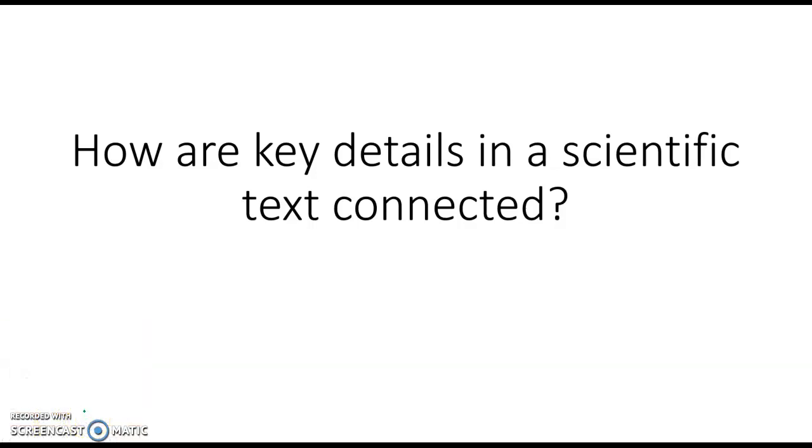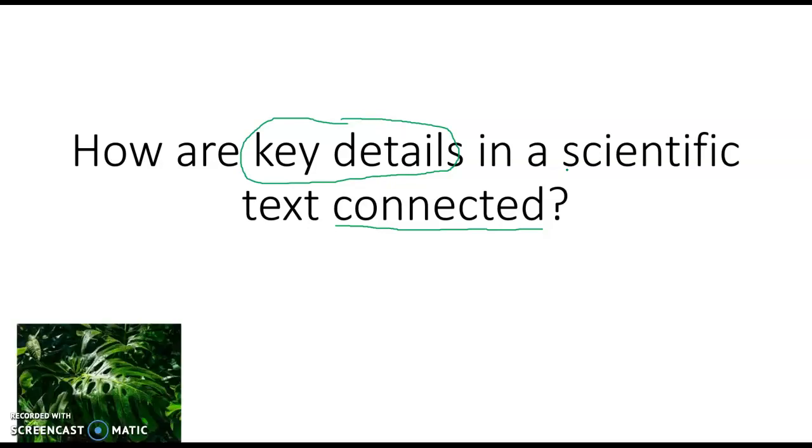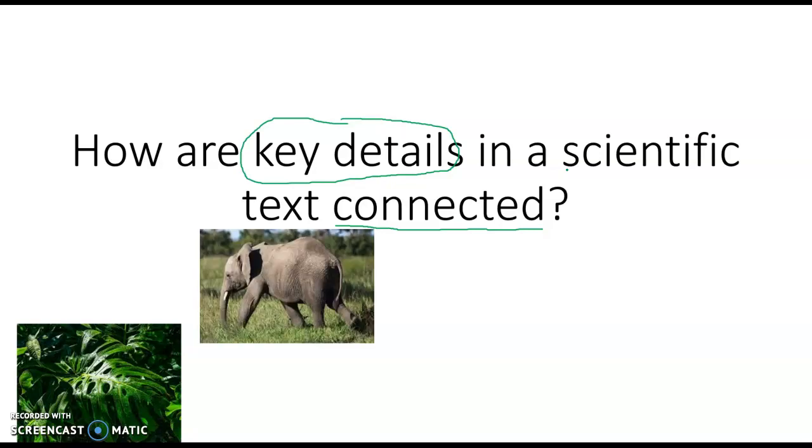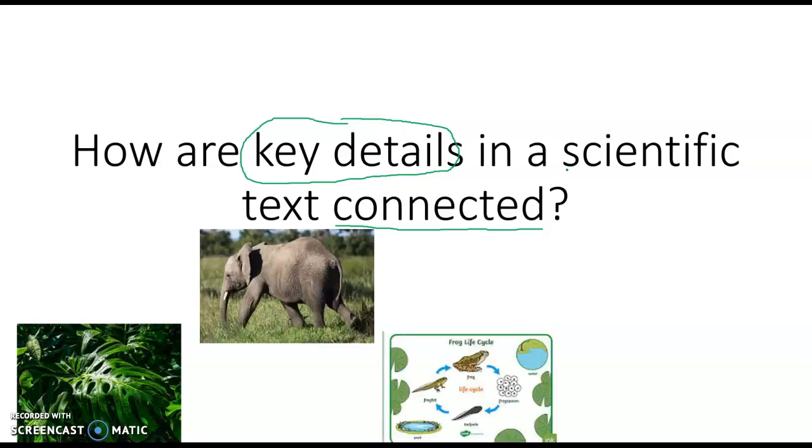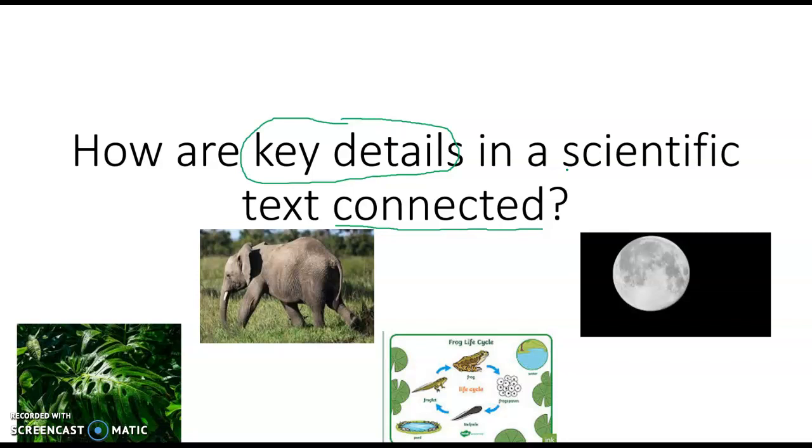Your lesson essential question is, how are key details in a scientific text connected? So again, we're looking at those key details and how they're connected. And we're focusing on scientific texts again. Remember, a scientific text tells you information about a scientific topic. So we might be reading about plants, animals, maybe life cycles or space. Remember, there's lots of scientific topics.